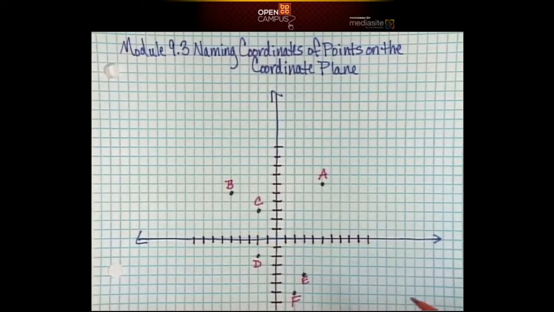Okay, here is a recreation of the picture on the previous slide, naming coordinates of the points on this coordinate plane. And what we're going to do is I'm going to show you how to name your ordered pairs. Now remember, from the previous slide, what I said was you have to tell me the x value and the y value that match this point.